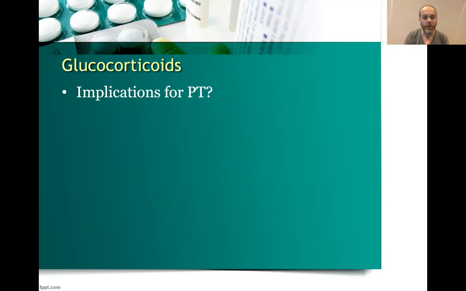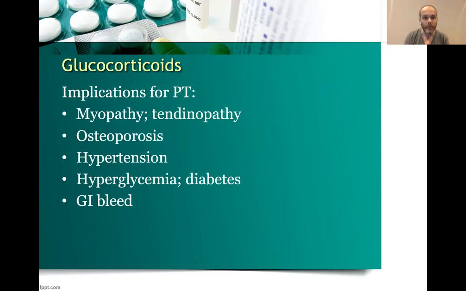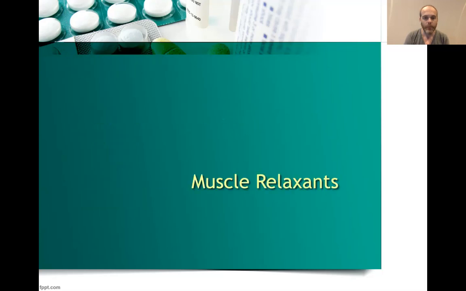What do you need to worry about for PT? Well, those myopathies and tendinopathies, especially. Don't be aggressive with stretching, because they're going to be more at risk for soft tissue tears. Watch out for high impact activities because of decreased bone density, and watch out for hypertension, especially.